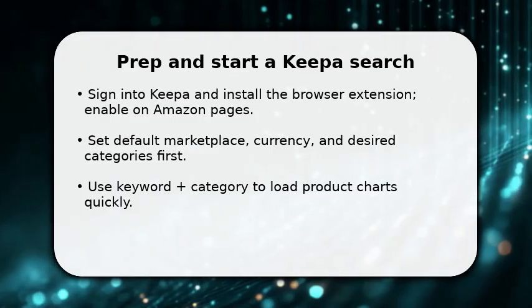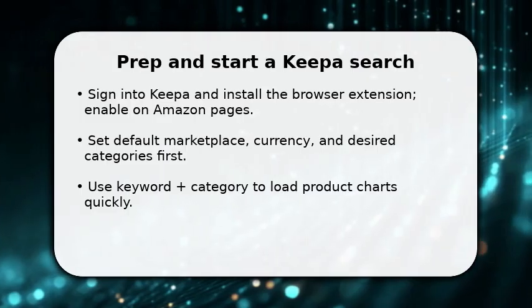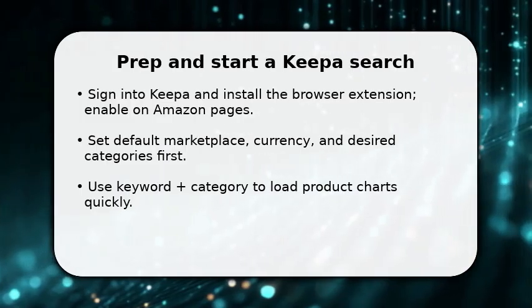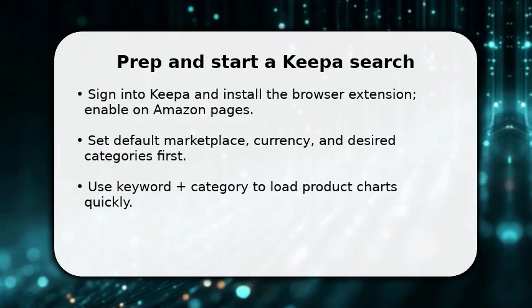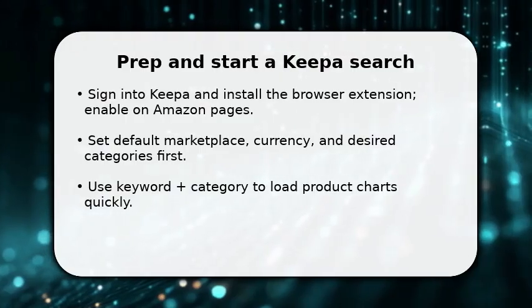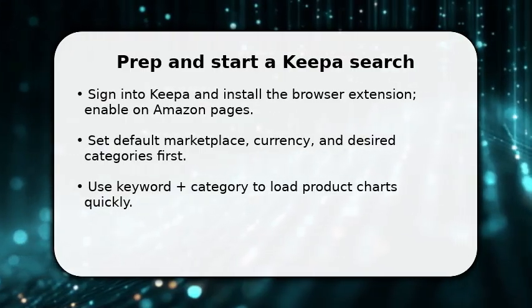You start by logging into Keepa and confirming the extension is active on Amazon. This lets you pull live charts immediately. Next, set your marketplace and currency so price history matches your region.